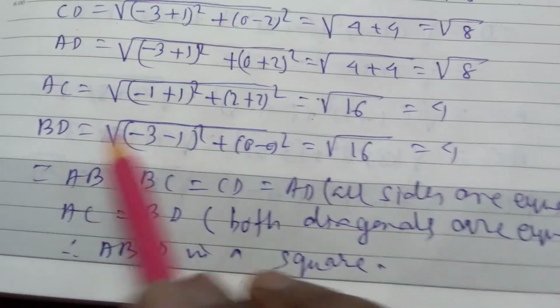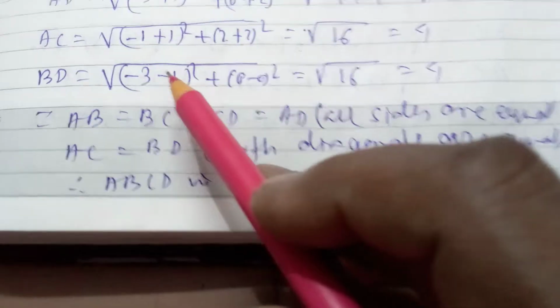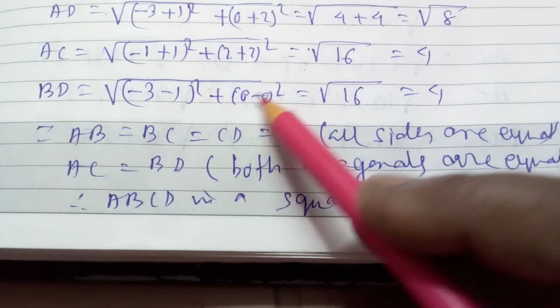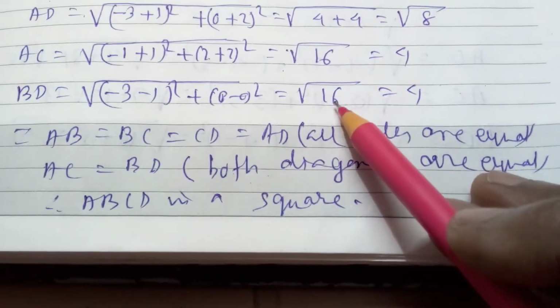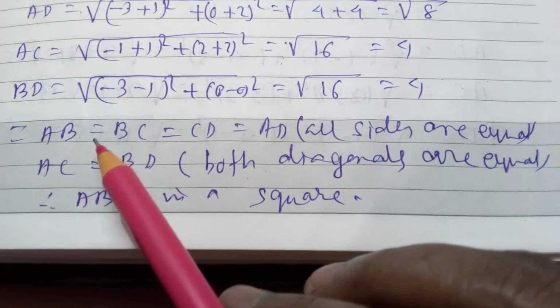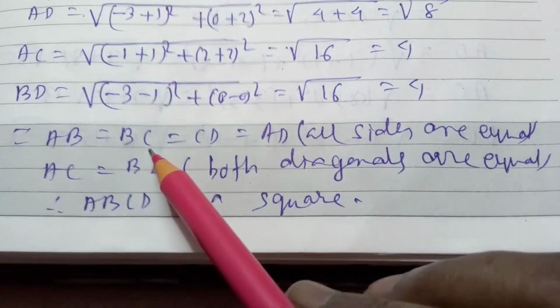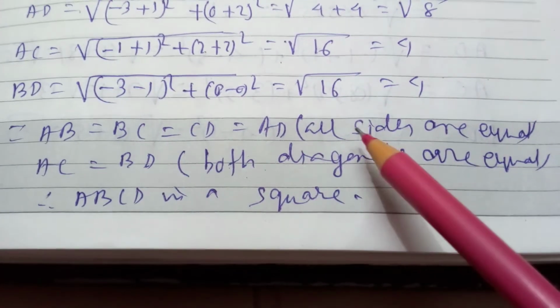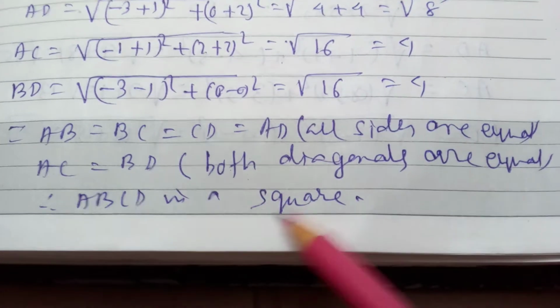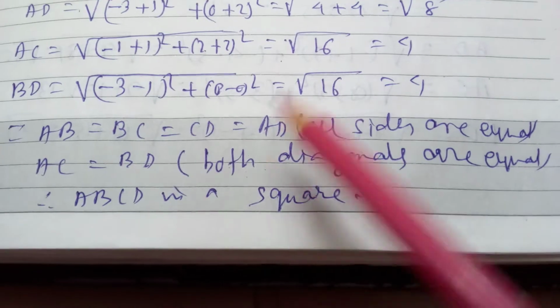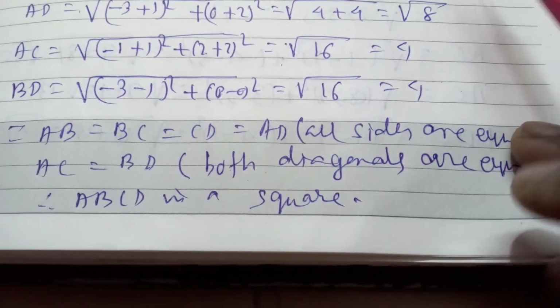And similarly BD: minus 3 minus 1's whole square plus 0 minus 0's whole square. So minus 4 square, that is 16, equal to 4. Here also AB equal to BC equal to CD equal to AD. All sides are equal and AC equal to BD. Both diagonals are equal. So this quadrilateral is a square.